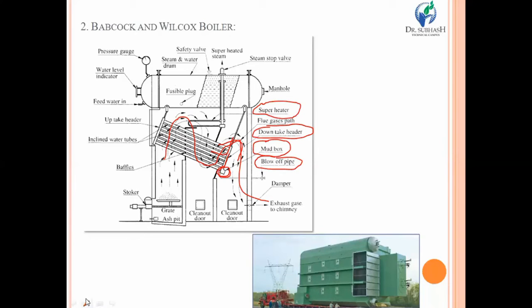Actually, blow-off pipe, or blowing off, means to exhaust some impurity present inside. We know that in the mud box there are some mud deposits. They need to be exhausted, otherwise they will jam the entire passage of water flow in the evaporator. So there is a provision of a blow-off pipe which will remove all the impurities present in the mud box.